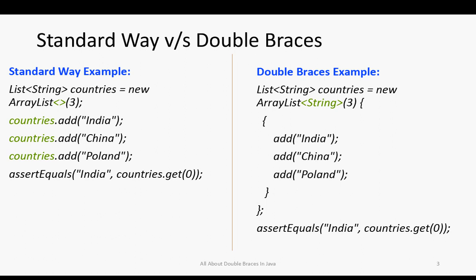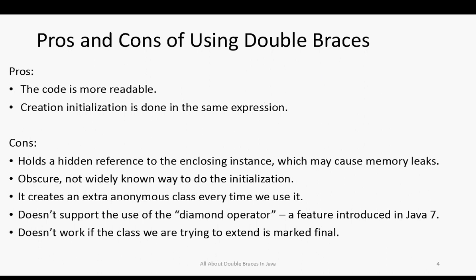Let's quickly look at the pros and the cons. As can be seen, the code is more readable, and we can see that the initialization and the instantiation part is both at the same place. So while reading the code, one of the use cases would be to create a constant list where we can instantiate and provide the elements into the list, set, map, etc. then and there.